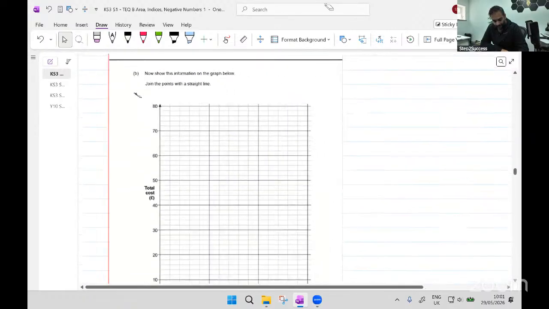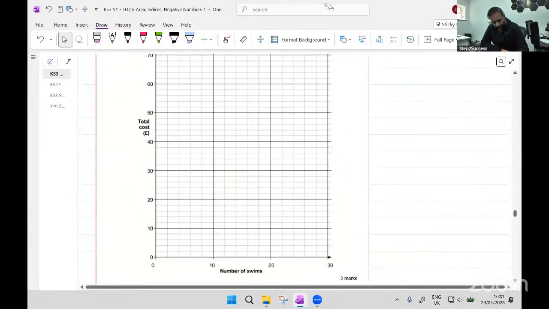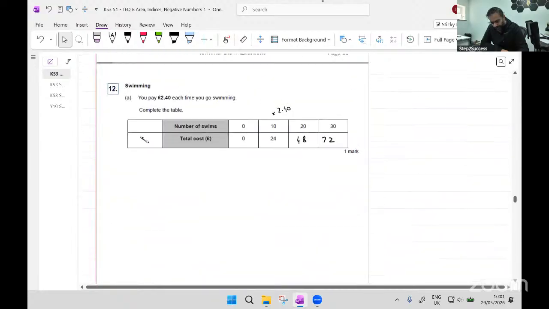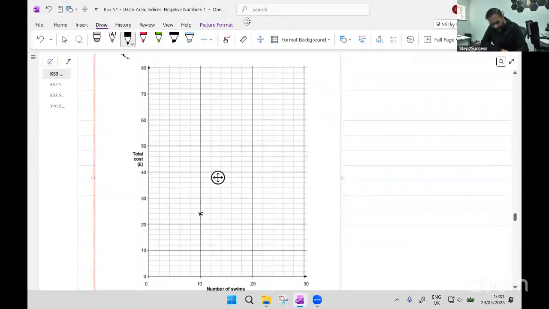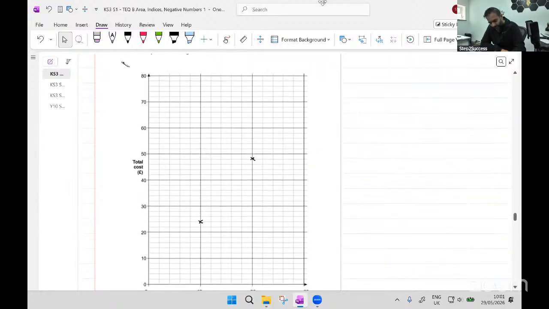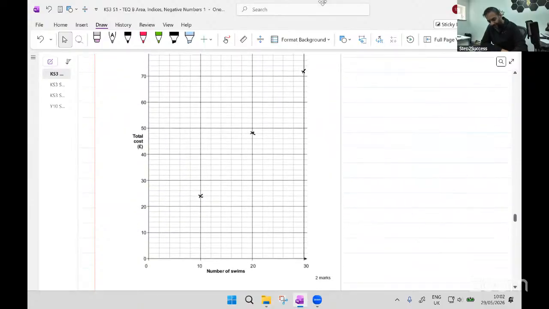Now show the information on the graph. Okay, so if you go for 10 swims, it costs you £24. That is a cross there. Sorry, 24, that's right, isn't it? Yeah, 24. For 20 swims, it cost you £48, so 48 is there, I think. And 30 swims, it was 72, so that's going to be an X there. And then I guess you draw a line through this with a ruler, preferably. And that would be that.